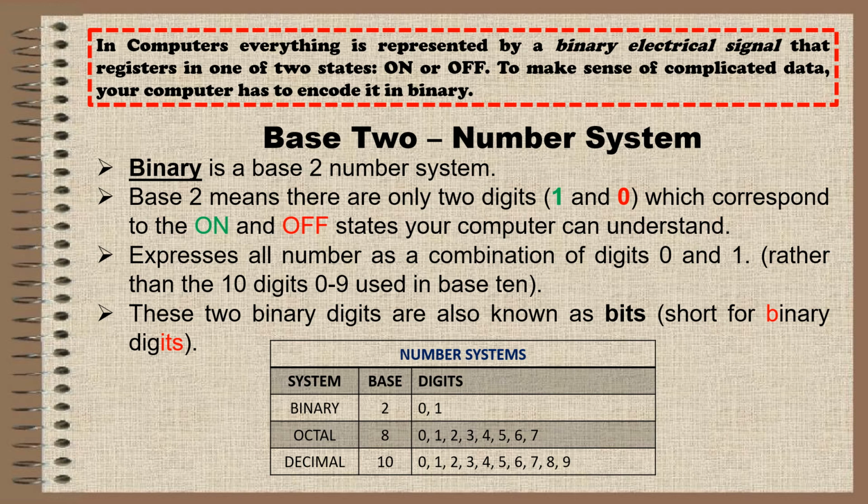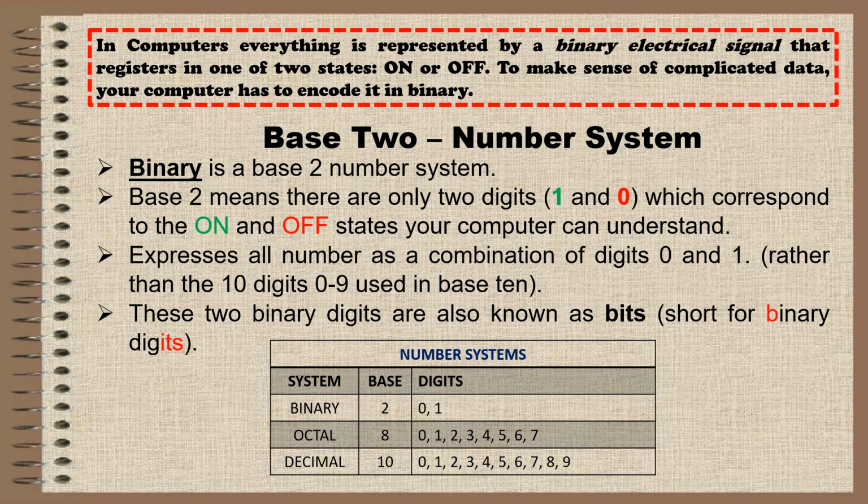Pointer 3 expresses all numbers as a combination of the digits 0 and 1, rather than the 10 digits 0 to 9 as they are used in base-10. So in this pointer, we can see that in the binary number system, we can only use zeros or ones. Fourth pointer, these two binary digits are also known as bits. That's short for binary digits. The B for binary is the B of bits, and the "its" of digits is the "its" of bits. That's where bits come from.